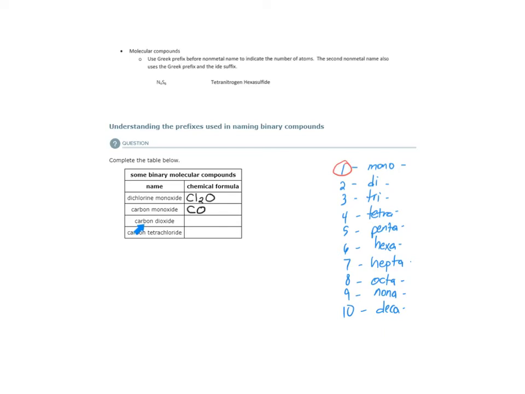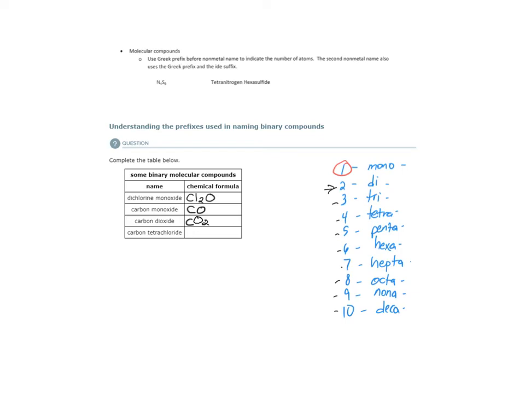Here again, we have the same thing, carbon dioxide. Well, I see carbon. There's no prefix used there. It tells me that it must be 1, because if it were more than 1, if it were 2, 3, 4, 5, 6, 7, 8, 9, or 10, the prefix would be used. Di is the prefix for 2, and because I have oxide, the anion oxide, that means I have 2 oxygen atoms.